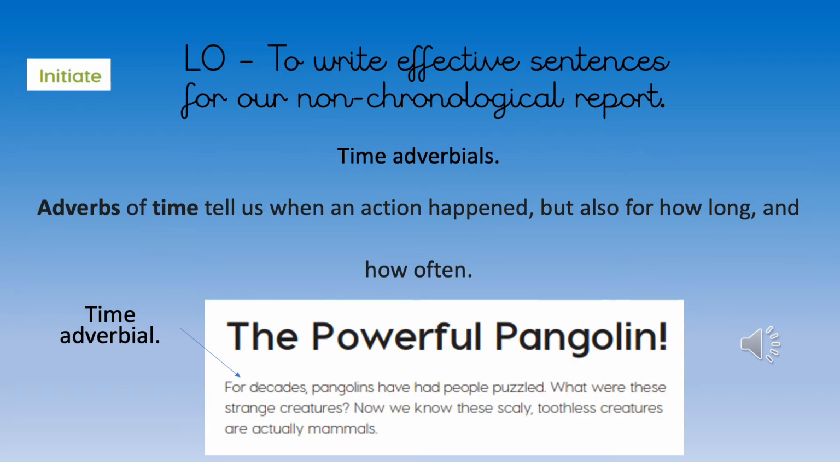Time adverbials. Adverbs of time tell us when an action happened, but also for how long and how often. Have a look at the example in the text at the bottom. We point at the time adverbial and it says for decades, so it's telling us over how long a period. We'll be looking more closely at those very shortly.